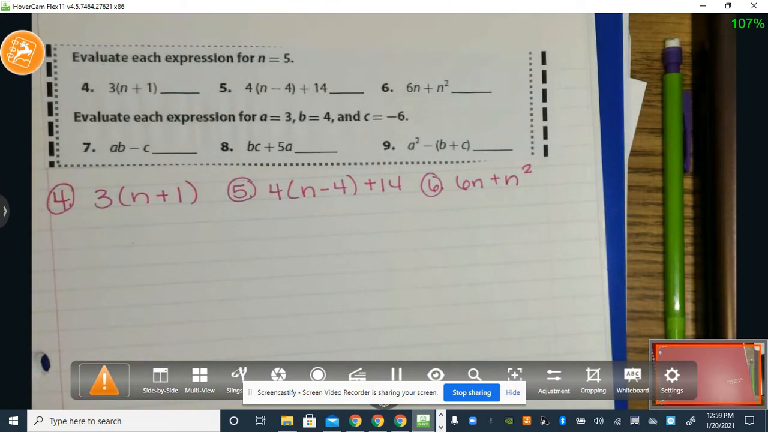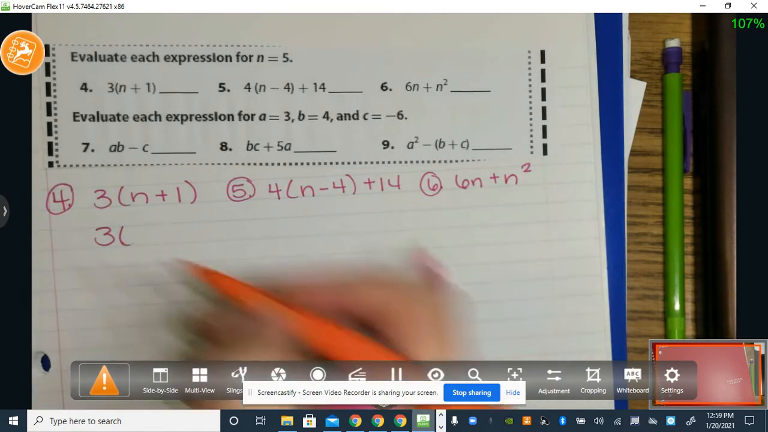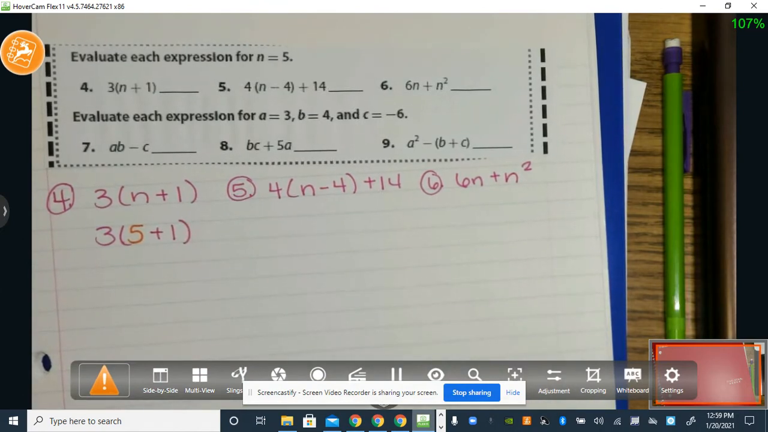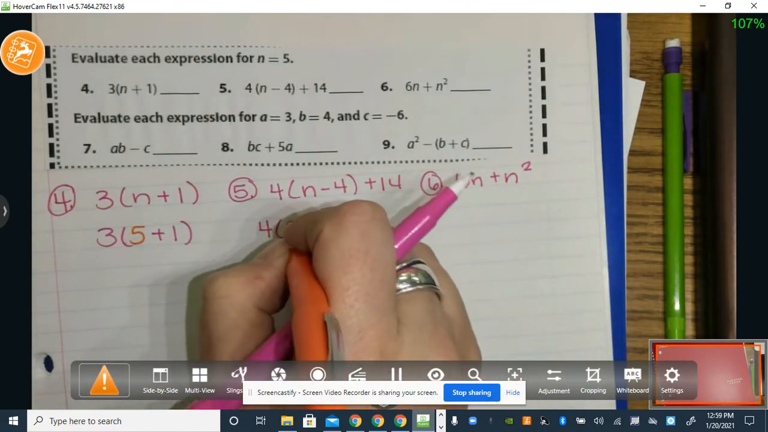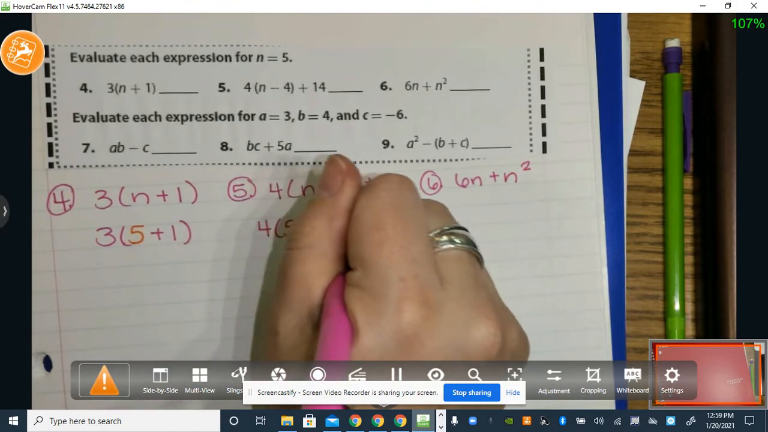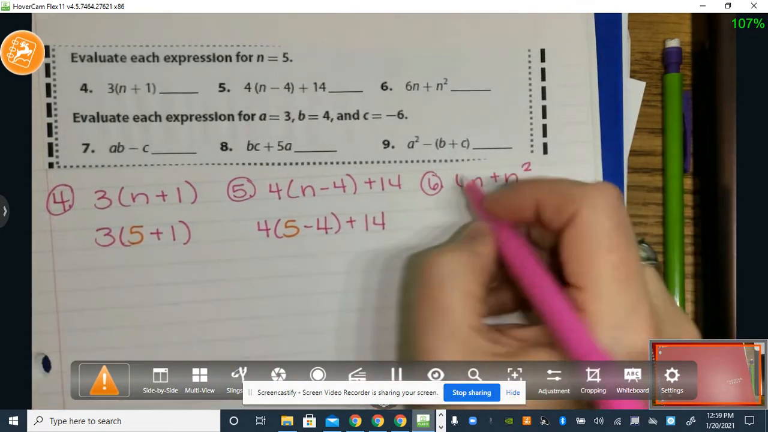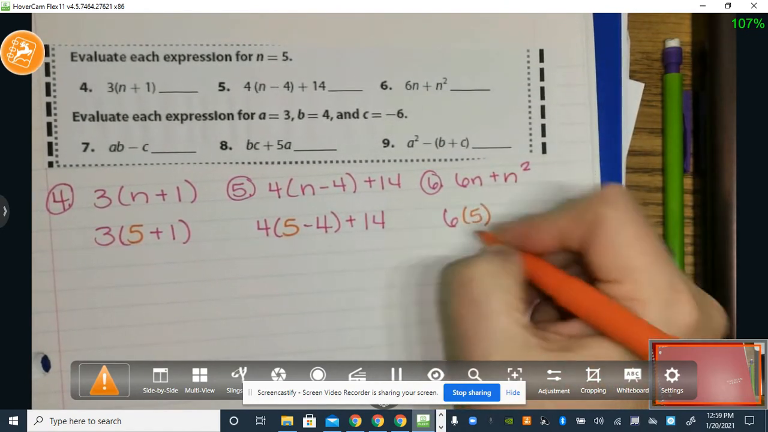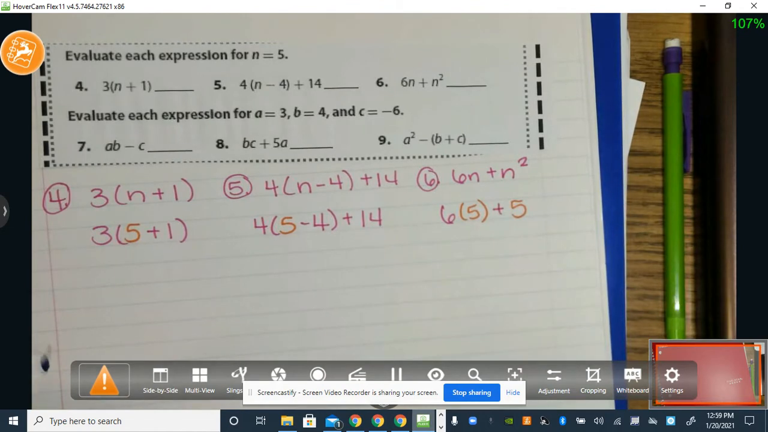Now I'm going to substitute 5 for wherever I see n. So I see 3 open parentheses, so I see an n, so I'm going to put 5 plus 1 close parentheses. Okay, number 5, I have a 4 open parentheses, there's an n, so I'm going to put a 5 right there, minus 4 close parentheses plus 14. All right, and finally number 6, I have 6. N is right next to it, which means to multiply, so I'm going to put an open parentheses and put 5 in there, plus 5, and then squared.